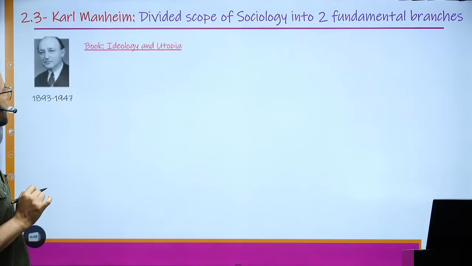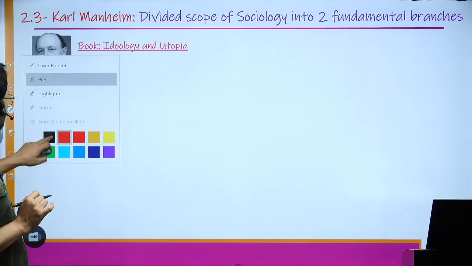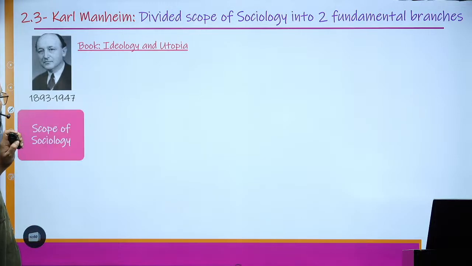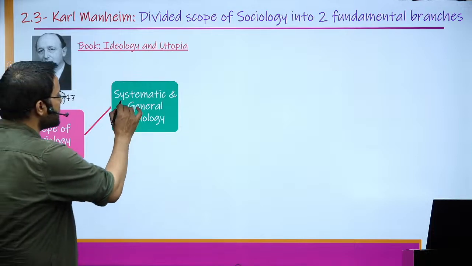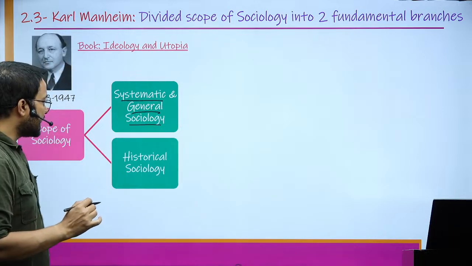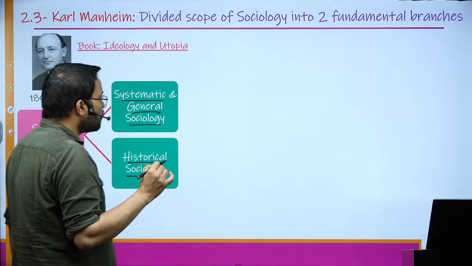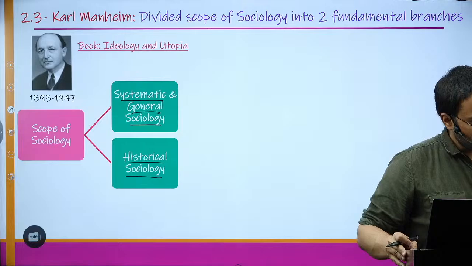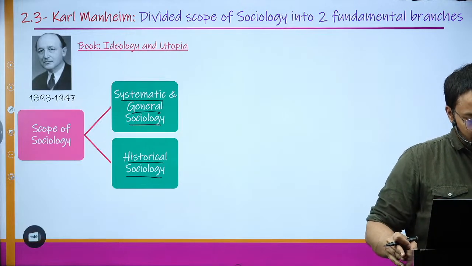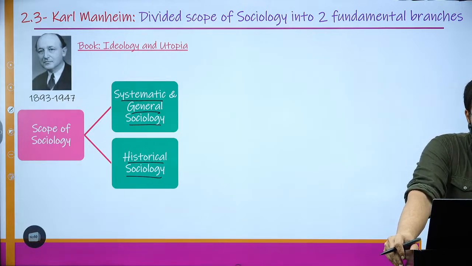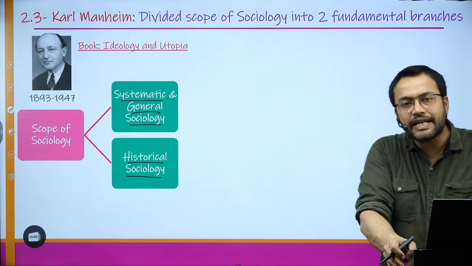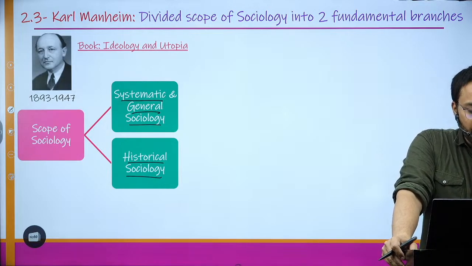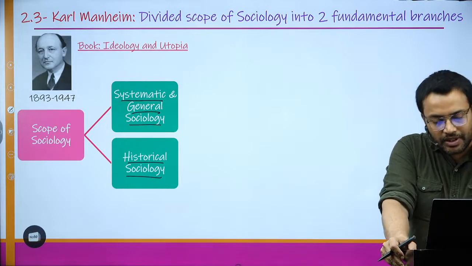Then comes Karl Mannheim, with a very famous book, Ideology and Utopia. How did he talk about the scope of sociology? He talked about systematic and general sociology, and second, historical sociology. What does systematic and general sociology mean? Any doubt till now? When we talk about systematic and general sociology, it deals with rules and regulations and various kinds of norms because of which people are living together and forming a society.